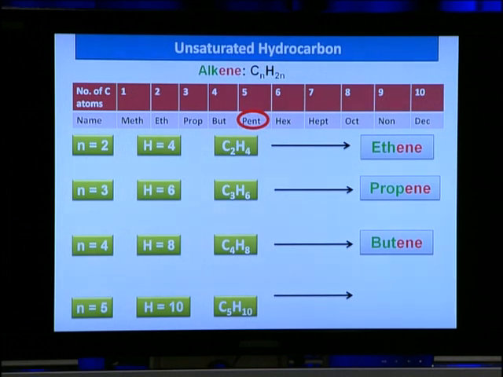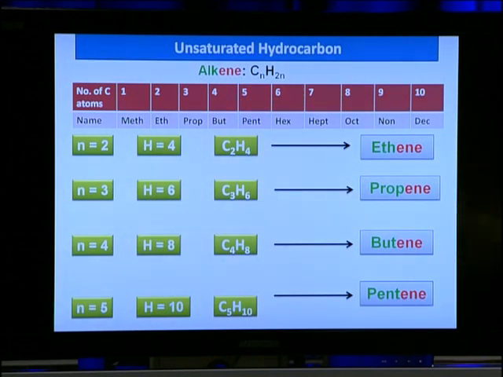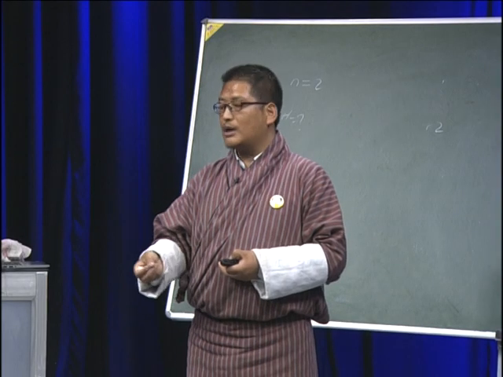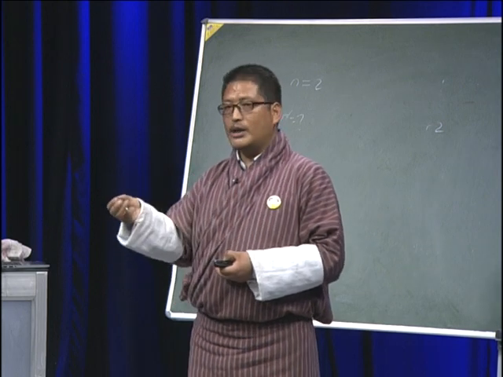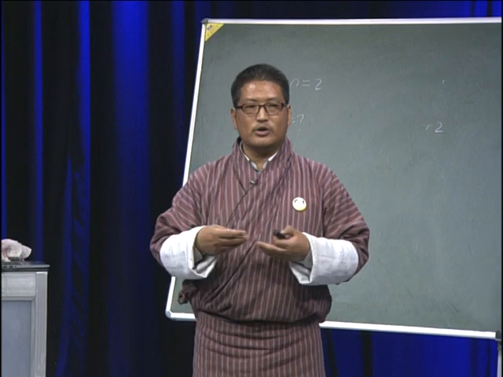And this compound C5H10 has five carbon atoms. So we assign pent as a prefix, and then we add the suffix ene, and it becomes pentene. So this is how we name the alkenes. We can still go on with n equal to 6, what could be the value of H? And then we can still name those compounds without having to actually learn them by heart.